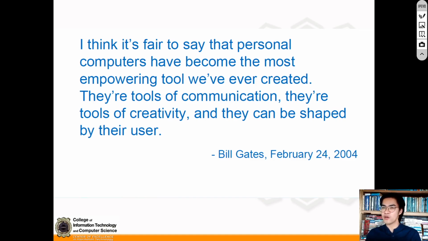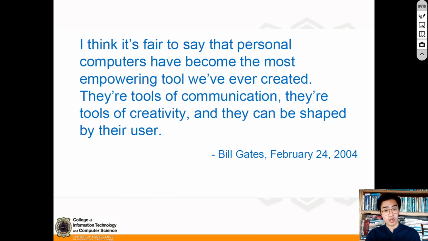So no matter what problem there is, you can potentially solve it using a computer as long as you know how to shape the computer or design the computer to solve that specific problem. Okay, so that's what Bill Gates was trying to say. This is why computers are very powerful. They can be anything. They can be tools of communication, creativity, and anything that can help us solve whatever problems we have, as long as we know how to shape them properly.